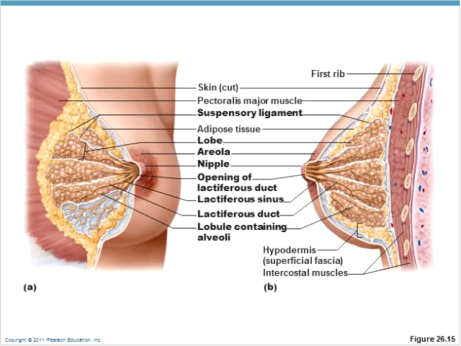As you can see the breast right here, you can see the skin on the outside. There's the pectoralis major muscle. There are the suspensory ligaments, again called the ligaments of Cooper. You see the adipose tissue, and much of the breast is really made up of adipose tissue. You can see the lobe and the areolar area of the nipple there. There's the nipple proper. There's the opening of the lactiferous ducts, lactiferous sinuses that will ultimately open there. Get a feel for what we're really talking about.